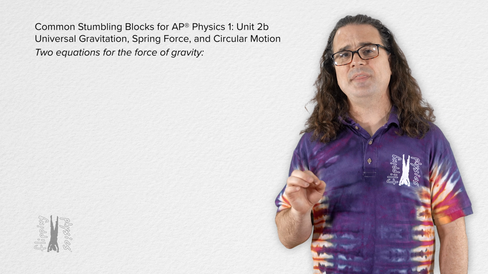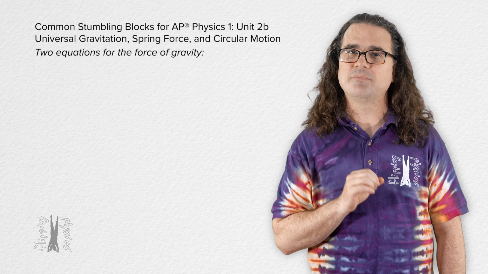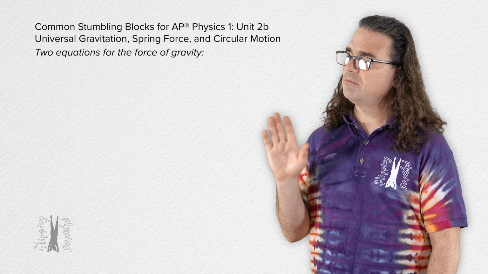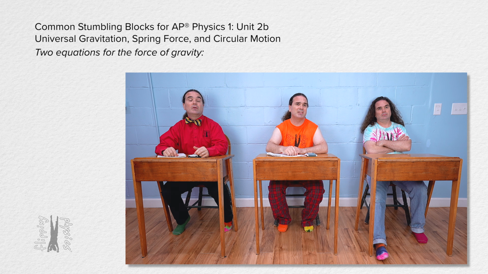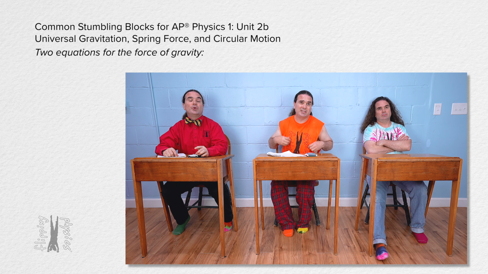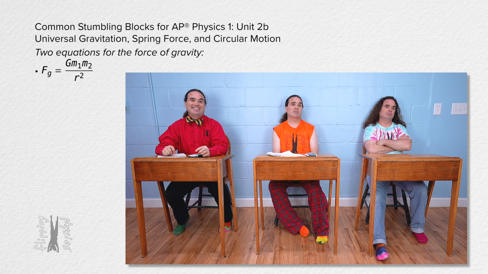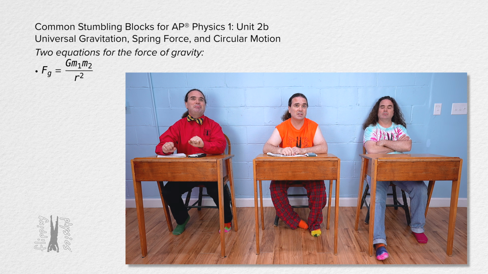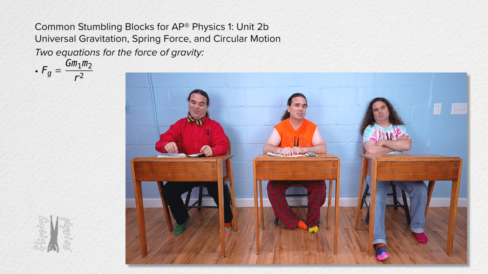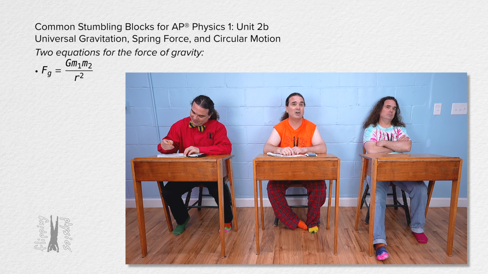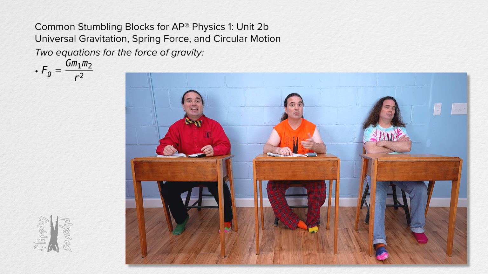You need to know what they are and when to use them. Bobby, tell me what the two equations are, and Bo, tell me how to use them. One equation for the force of gravity is Newton's law of universal gravitation. That states that the force of gravity equals the gravitational constant Big G times the mass of one object times the mass of the second object, all divided by the square of r, the distance between the centers of mass of the two objects. The second equation for the force of gravity is that it equals the mass of the object times gravitational field strength.